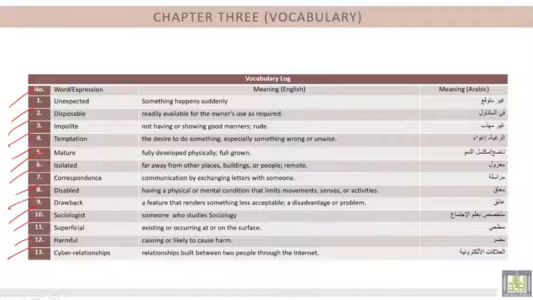13. Cyber relationships. Now, you are required to listen to the conversation and then answer the questions that follow.